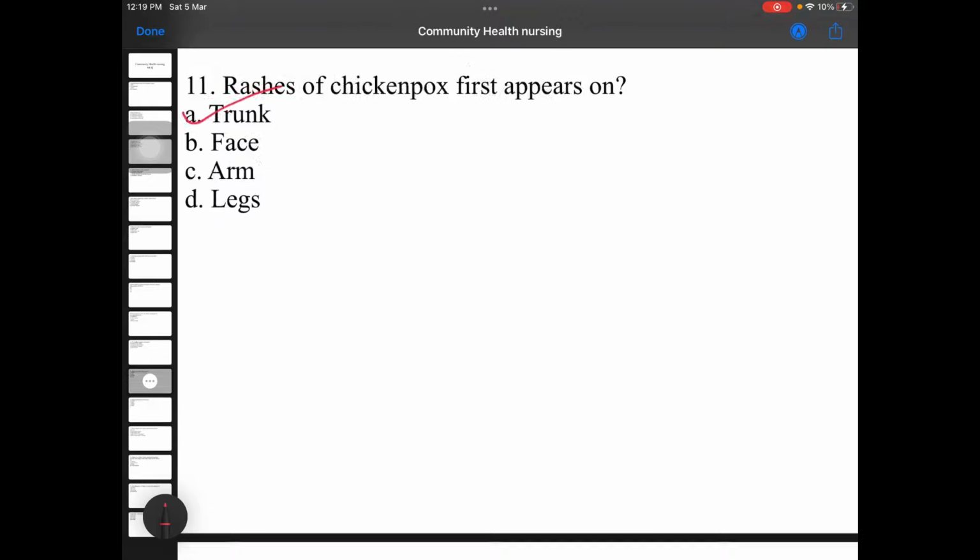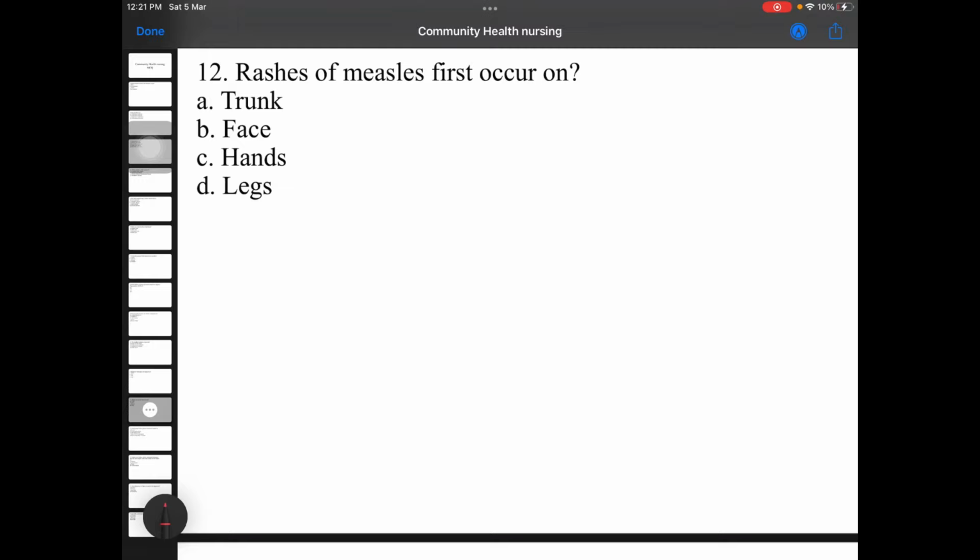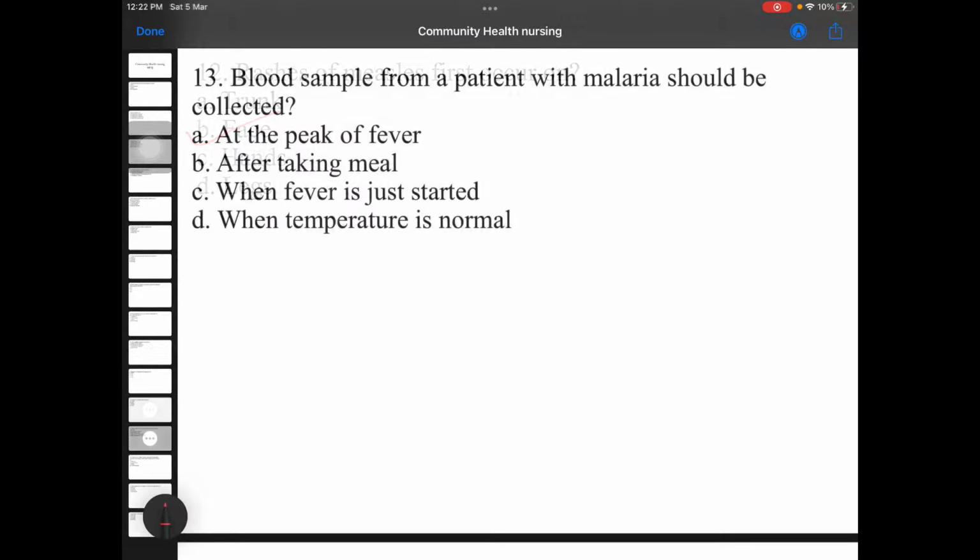Question number 12. Rashes of measles first occur on option A, trunk, option B, face, option C, hands, option D, legs. So the correct option here is face. In case of measles, the rashes first appear on the face of the person.